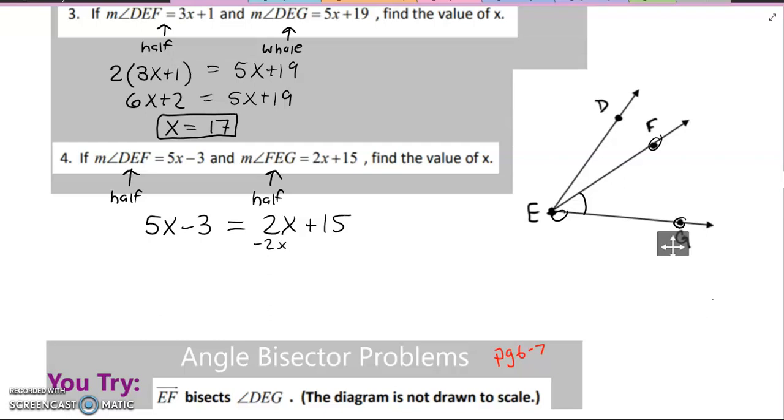So we'll subtract the 2x from both sides. We're going to get 3x minus 3 equals 15. You're going to add 3 to both sides. You're going to get 18. And then when I divide that, we're going to get x equals 6 here.